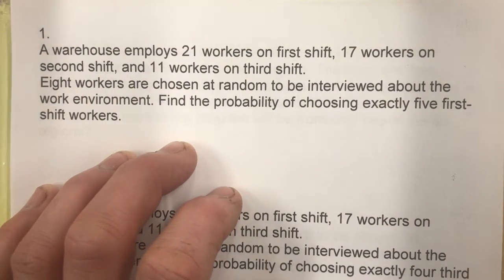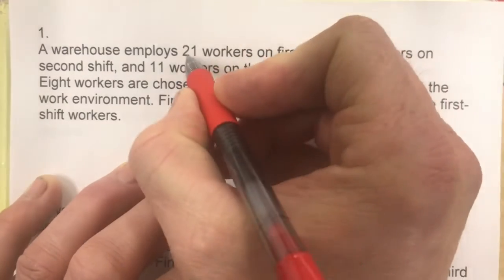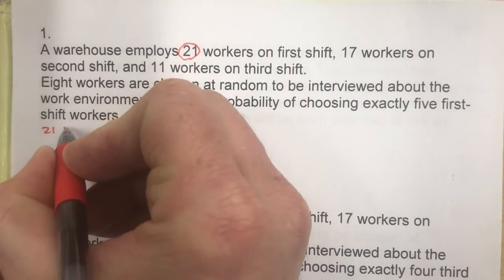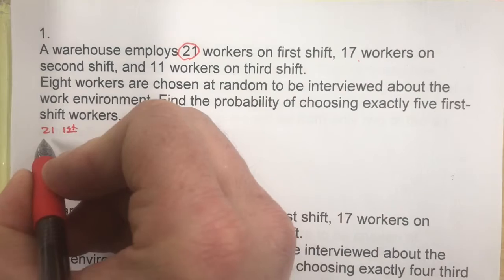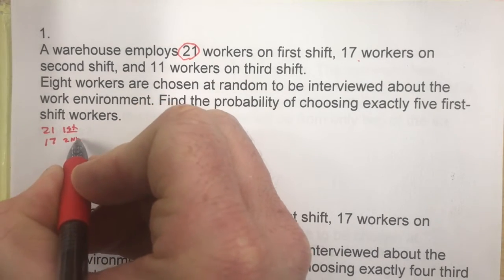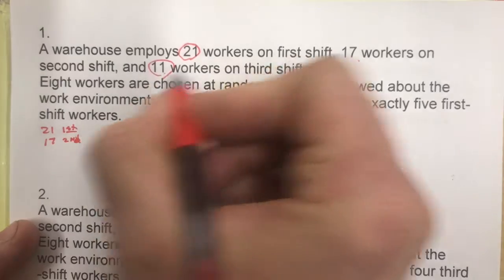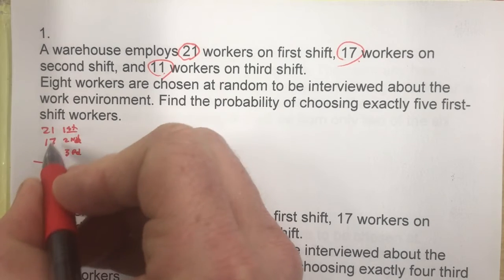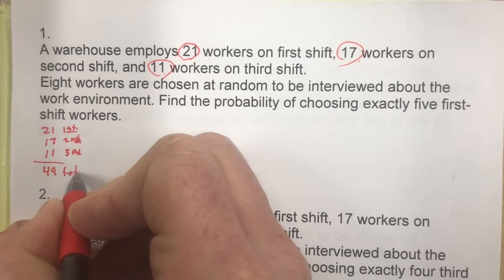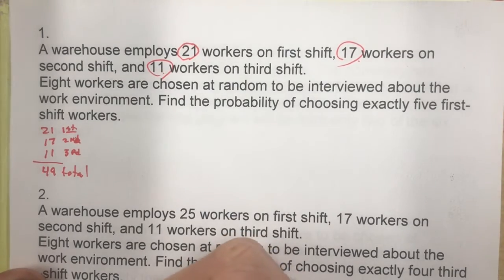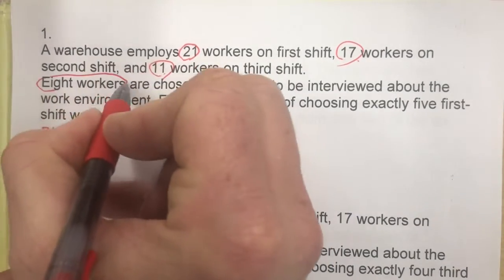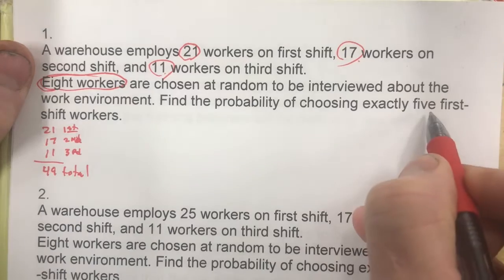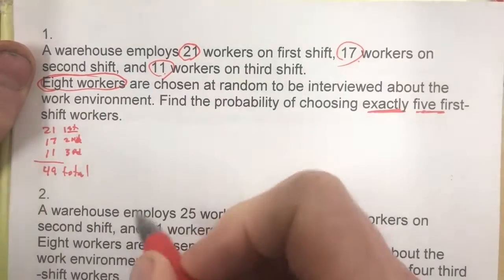All right, so in this first problem, a warehouse employs 21 workers on first shift, 17 on second shift, and 11 on third. If I add that up, that's 49 total. 8 workers are chosen at random to be interviewed about the work environment. Find the probability of choosing exactly five first shift workers.